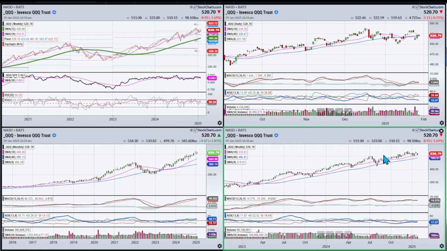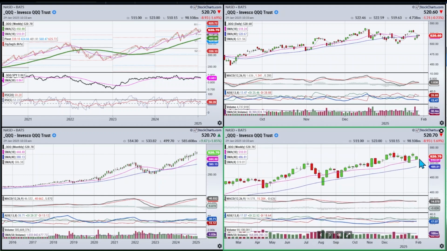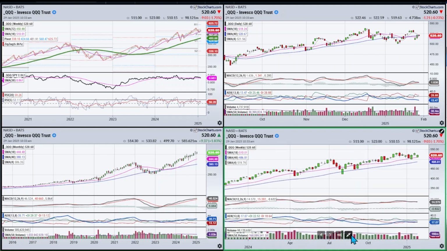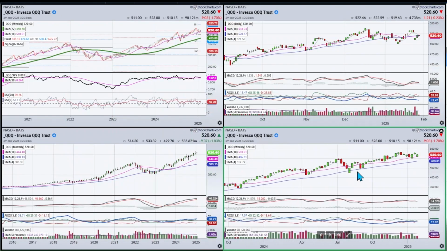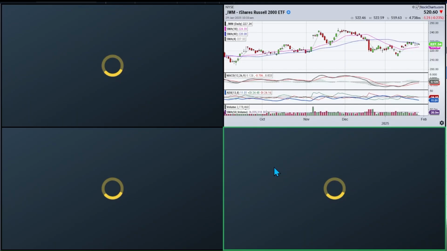It's a sign that we want to be on the lookout for price breaking down, which it hasn't done. It needs to break this 18-week. I think if it does that and it breaks the 500 level, then I think we're in for a much deeper corrective pattern. So 500 is the key level to watch on the QQQ.